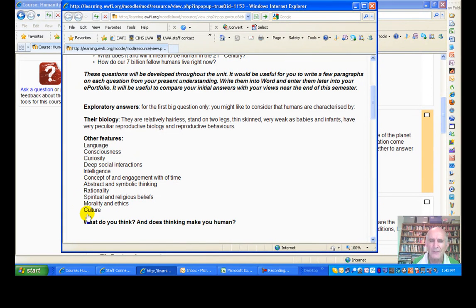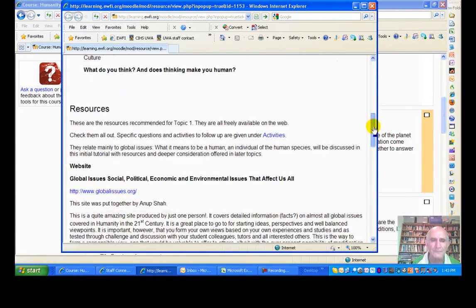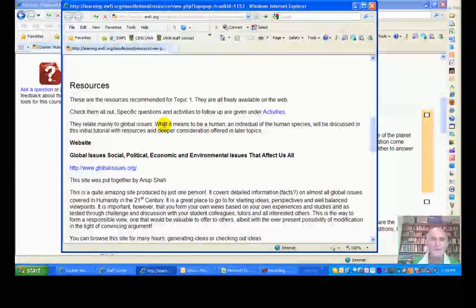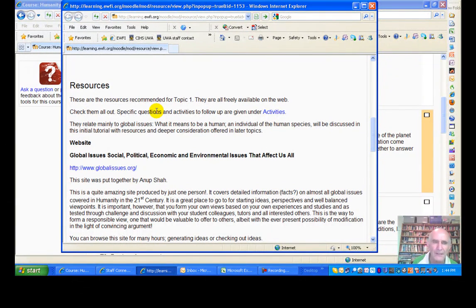But the real issue is, what do you think, and what do you think right now? And does that thinking make you human? Okay, that's what we want you to focus on in this first topic. Then you'll get some notes on the resources that we recommend, and then finally you go to activities.